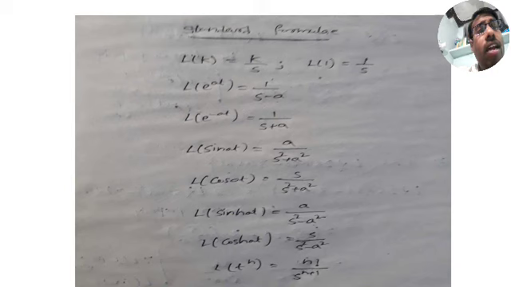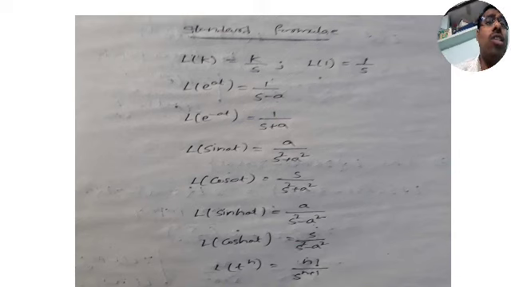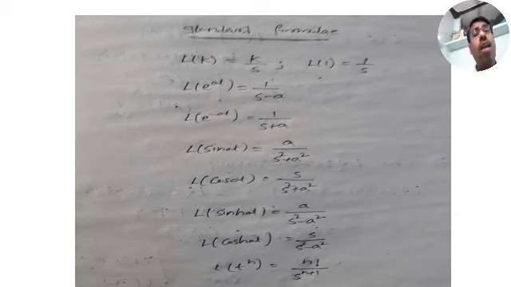L of sin at is a by s square plus a square. L of cos at is s by s square plus a square. For sin you always get a in the numerator, and for cos you always get s. L of sinh at is again a by s square minus a square. For sin at the denominator is plus, for sinh at the denominator is minus. Similarly, L of cosh at is s by s square minus a square. For cos the numerator is s; for cos at the denominator is plus, for cosh at the denominator is minus.